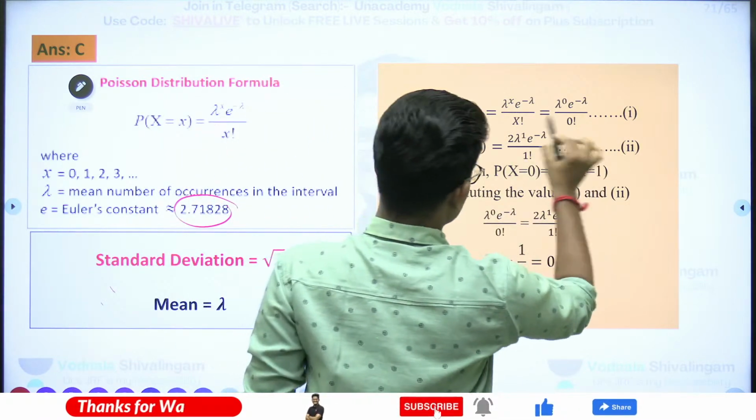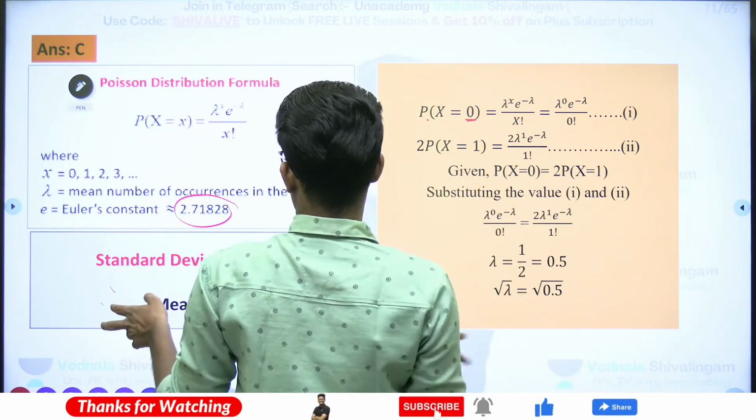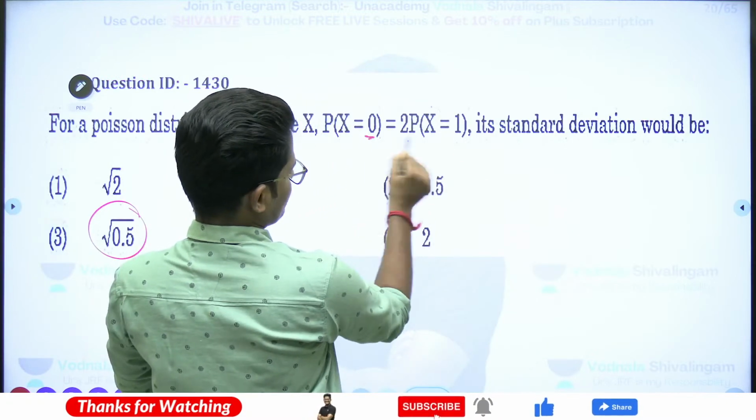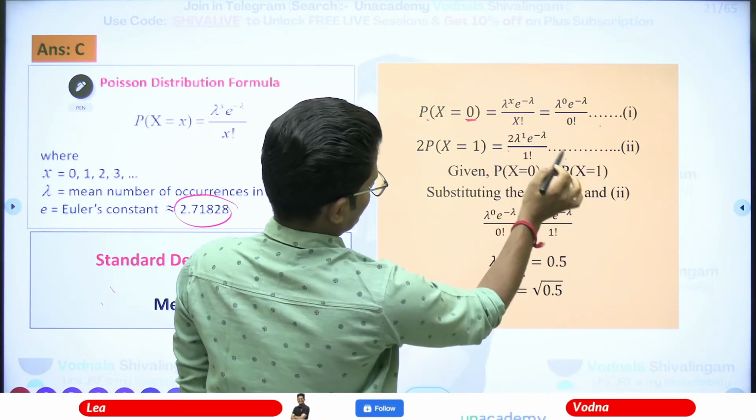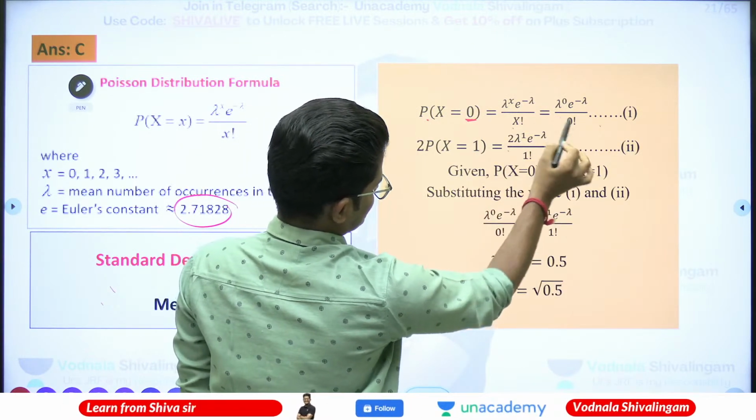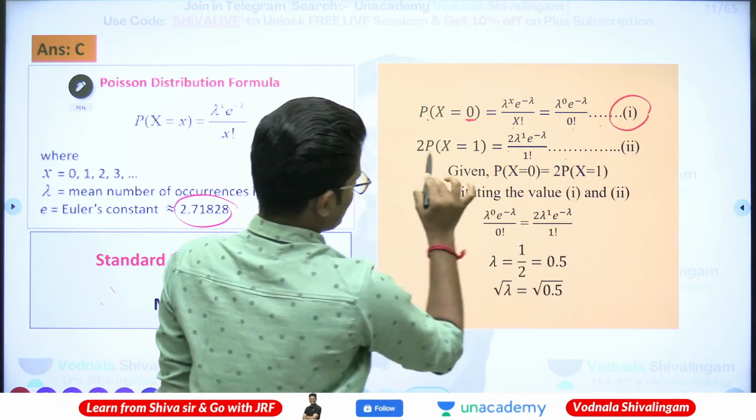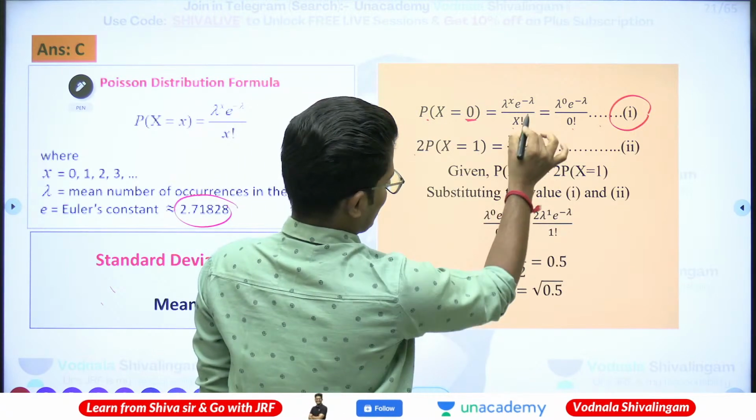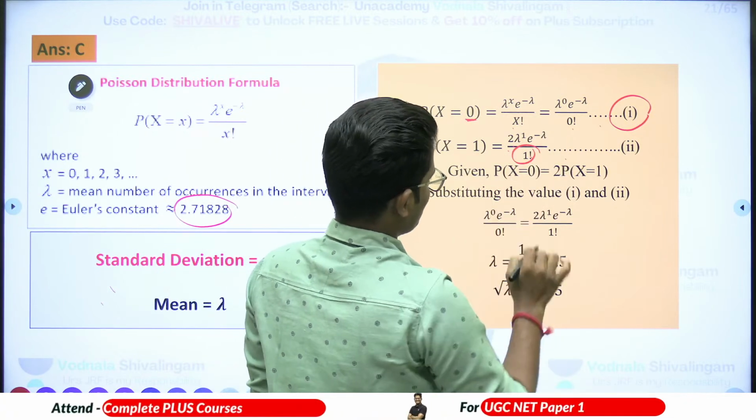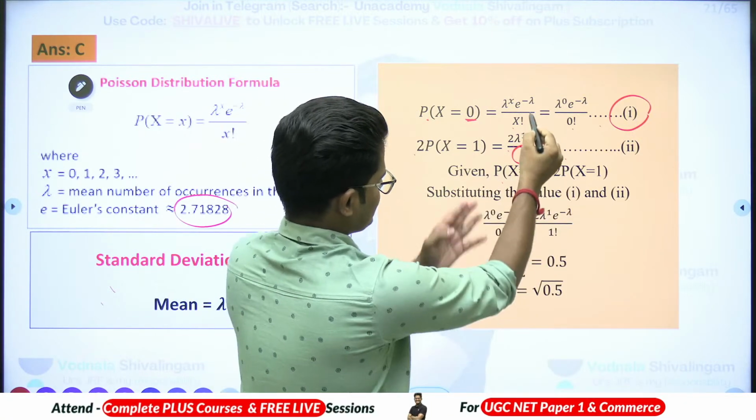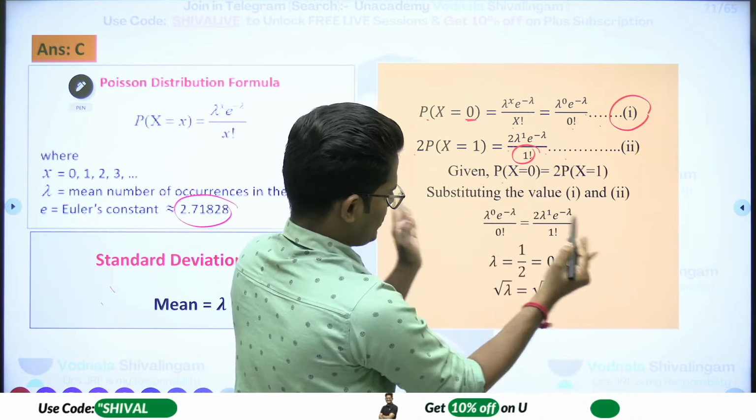Usual formula. This is when the 0 is a variable. As per the question, two variables are given, 0 and 1. So when the one variable, when the two variable, x factorial, that is 0 factorial, this is equation number 1. So 2p and 2 lambda power 1 into e power minus lambda divided by 1 factorial. So we need to equate both.